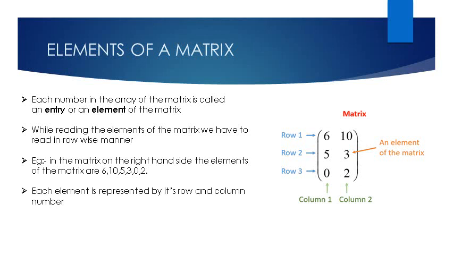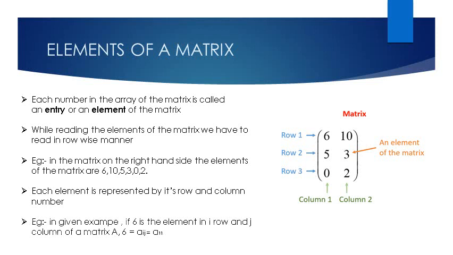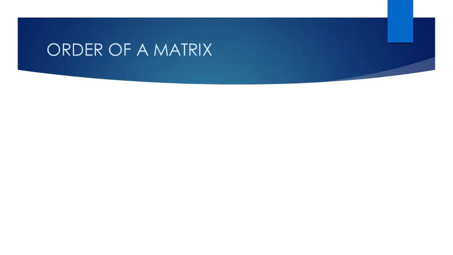Each element is represented by its row and column number. In the given example, if 6 is the element in the ith row and jth column of matrix A, then we can represent the 6 with its row and column number as small a ij, where i is the row number and j is the column number. See where the 6 is? 6 is in the first row and first column. So its representation is a11.